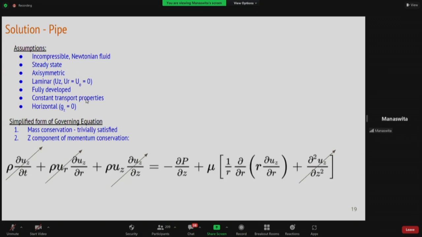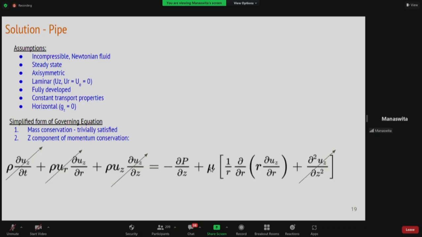Constant transport properties, that means rho and mu are constant, and horizontal, so gz is 0. We are not considering gravity. Mass conservation is trivially satisfied, and the Z component of momentum conservation we have written. Now we can see it in both ways. One is that because of all our assumptions, the left hand side of the equation is 0. That means it is not an accelerating flow. And if the flow is not accelerating, the forces have to balance each other.